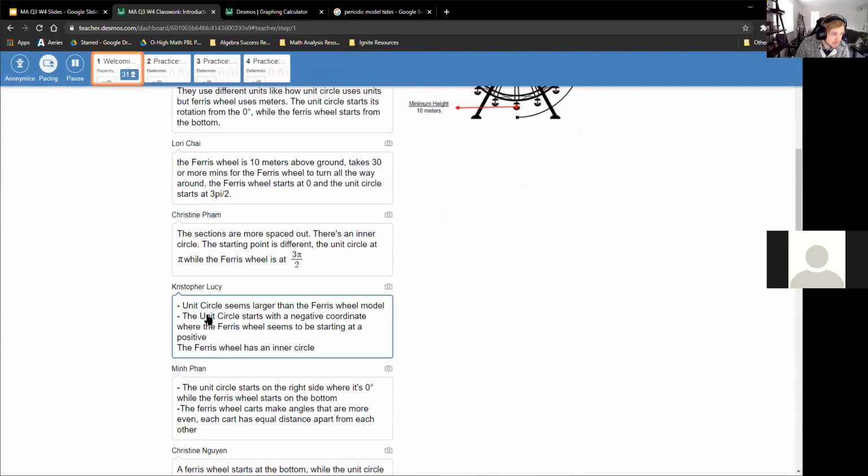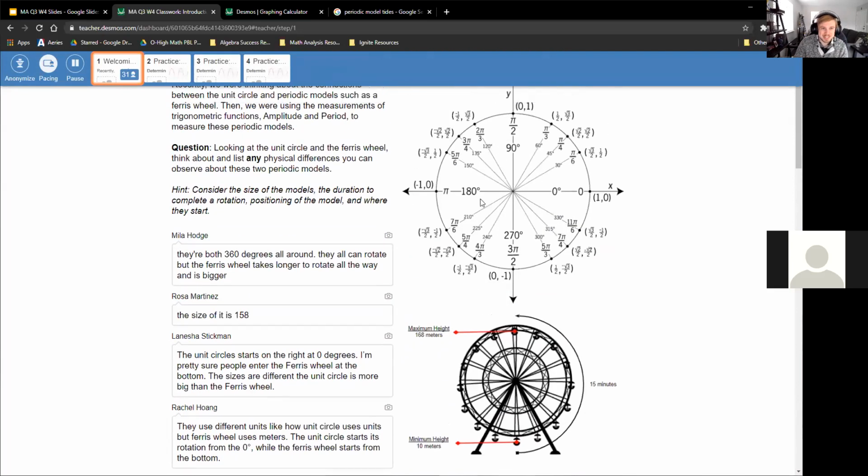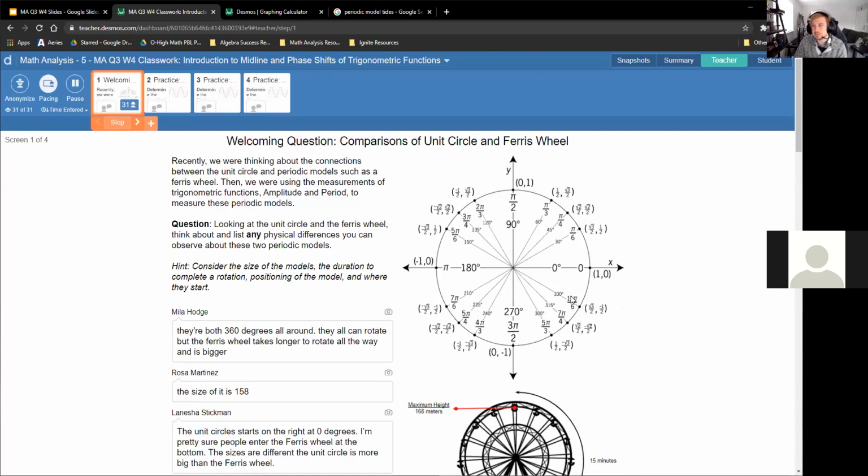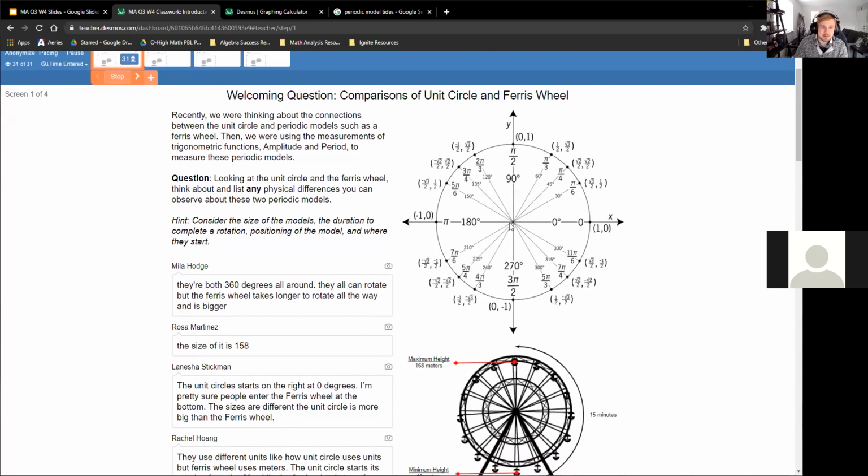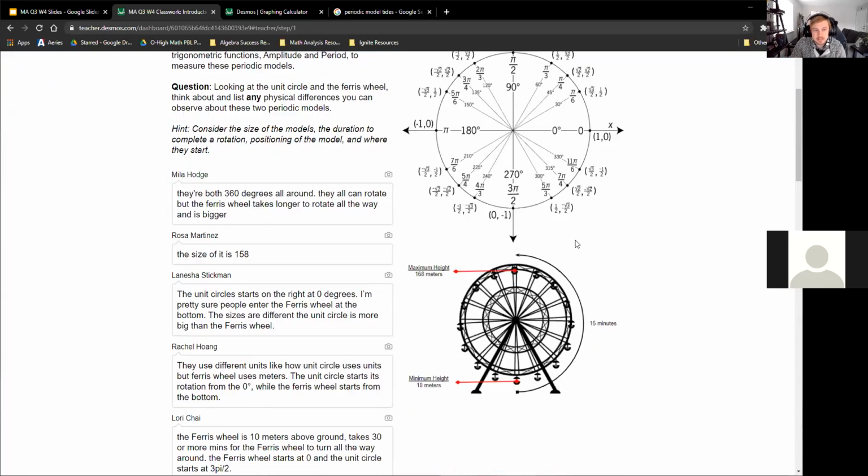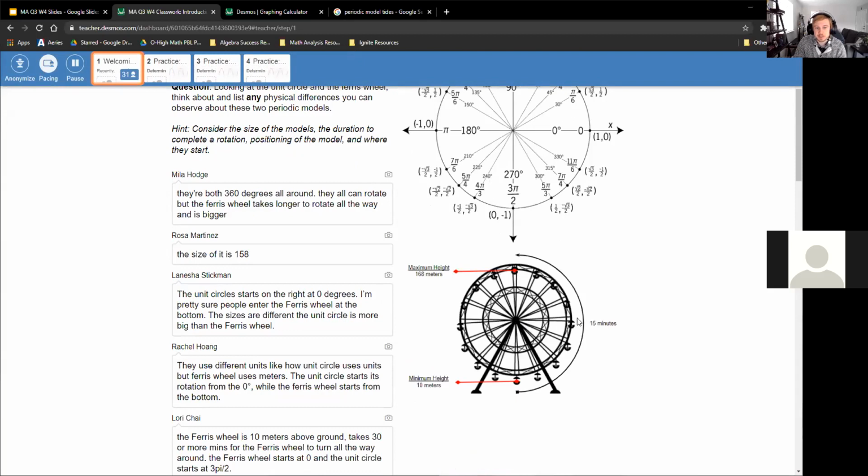What else do we got? The unit circle seems larger than the Ferris wheel model, only because of my picture. I put this picture in big, but if you think about it, the unit circle has a radius of 1 unit. That's why it's called the unit circle, right? And then the radius of the Ferris wheel, people calculated in our mastery assessment to be 79 meters. So they do have different amplitudes, right?